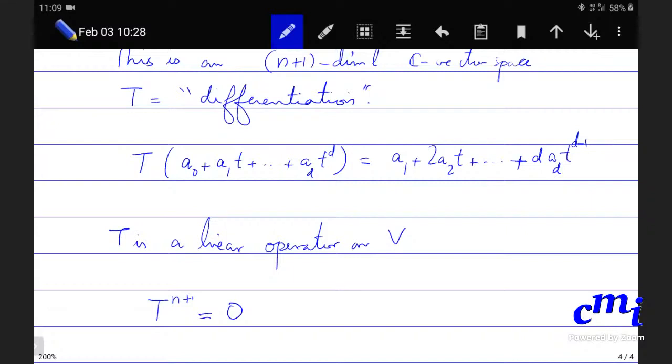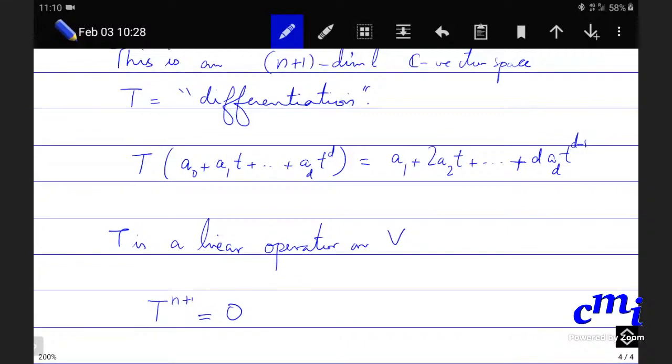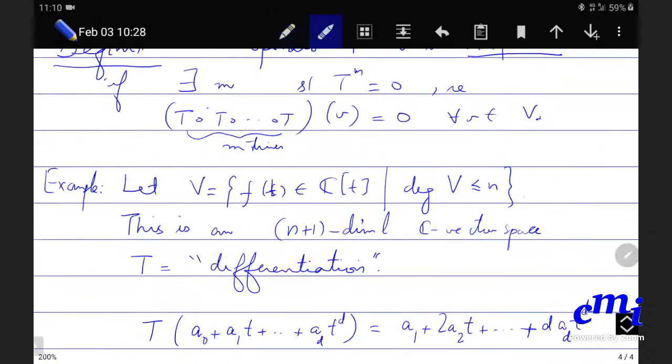Sir, in the definition of V, the degree of f should be less than or equal to n, right? Oh, sorry, thank you. I'm sorry for these typos. The degree of the polynomial is less than or equal to n. So that forms an n plus 1 dimensional vector space.